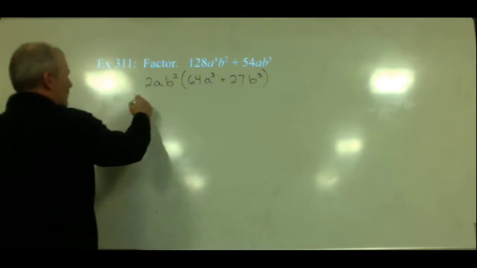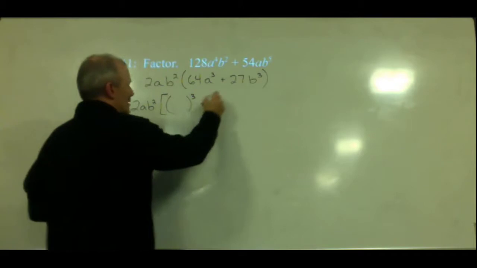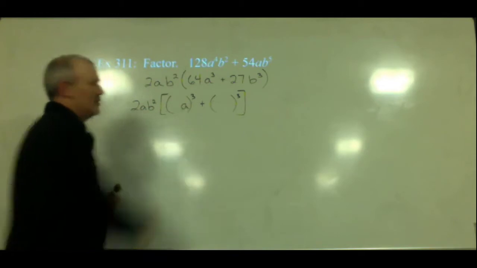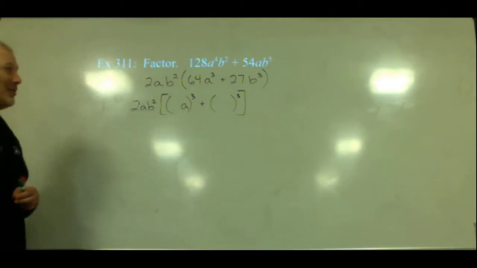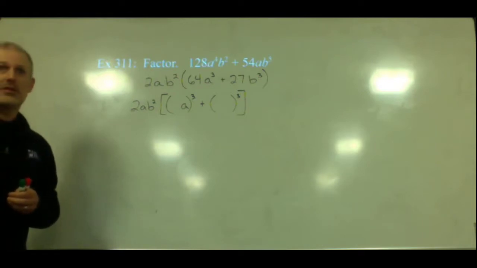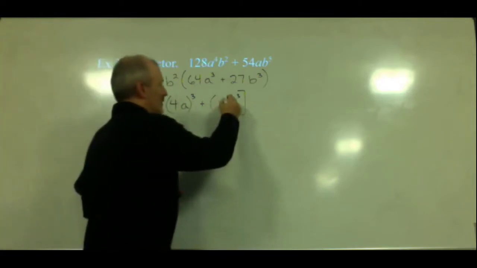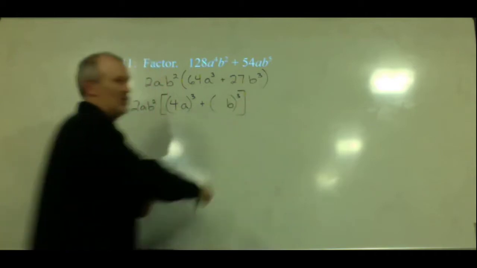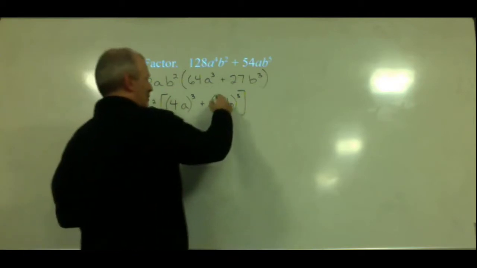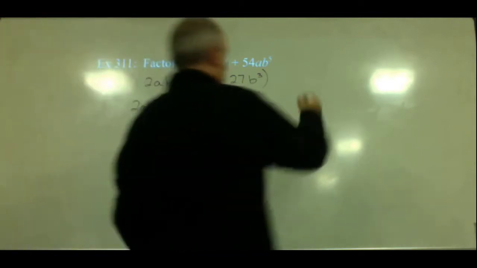So again, this 2ab squared will just stay out here. Let's see if we can write this as something cubed plus something else cubed. So obviously we have an a here being cubed. Is there a number that we can cube and get 64? Four. It is 4. 4 times 4 times 4. And then we obviously, hopefully, can see there's a b there that's being cubed. What about a number that cubed will equal 27? Yeah, we actually did that one earlier tonight, right? 3.